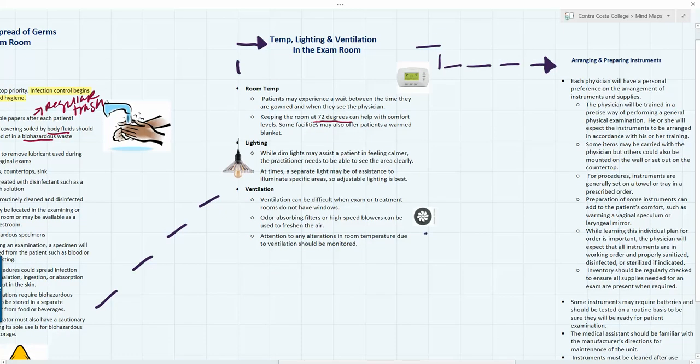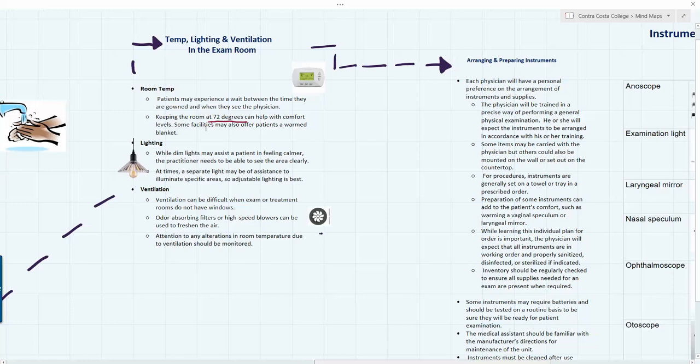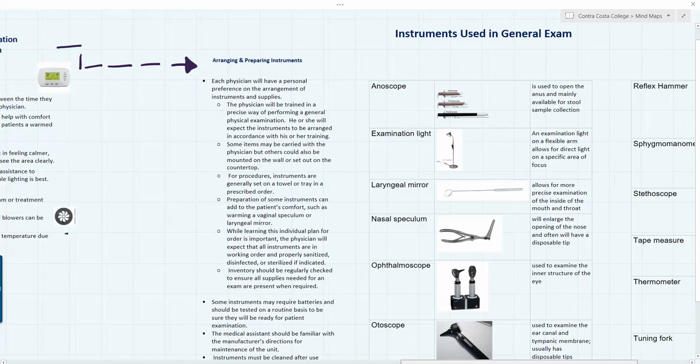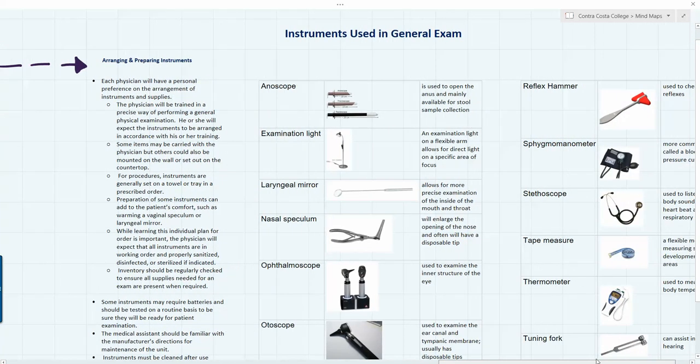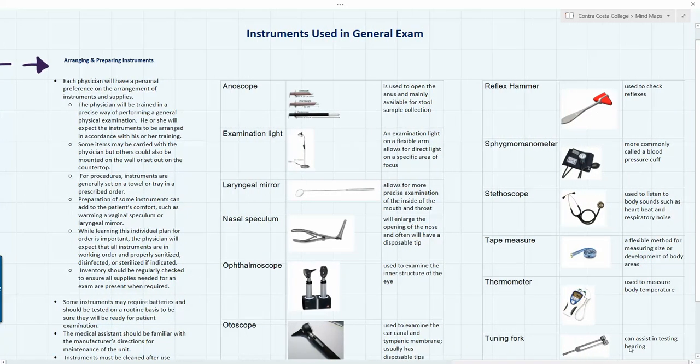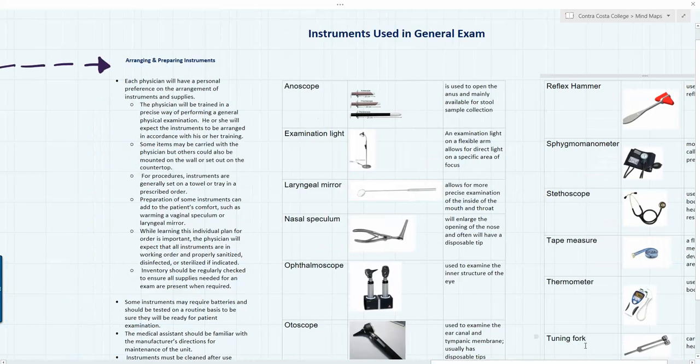All right, so moving on, I think to our last section, we have the instruments used in the general exam. And we start here by talking about how we arrange and prepare the instruments. So what you need to know here is that each doctor or each provider is going to have a personal preference on the arrangement of instruments and supplies. And so basically, they have been trained in a very precise way of performing the general physical exam.